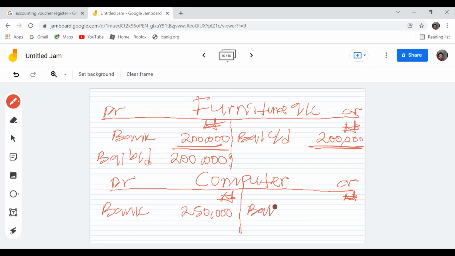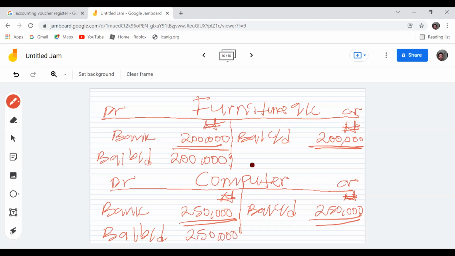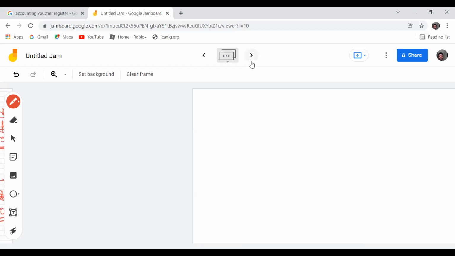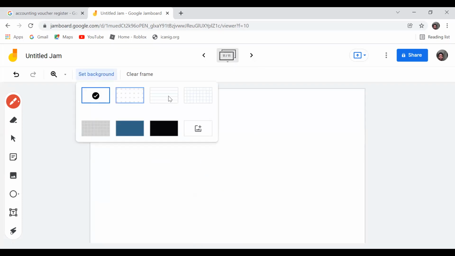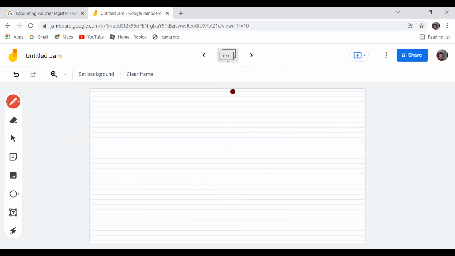Your balance what? Balance CD, it will also be 250,000. Then you close the account. Then you see what? Balance brought down because it's an asset account. Asset account will have what balance? Asset account is going to have a debit balance. So you bring the 250,000 naira down as well. So let's go to the next date.